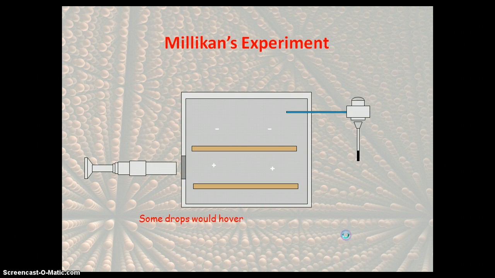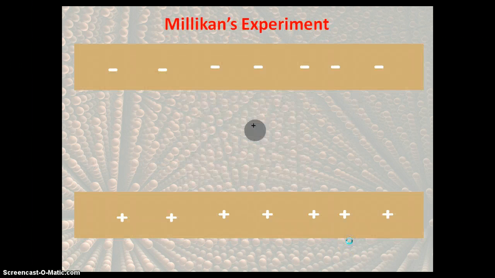And when they did that, they noticed that some of the oil droplets that were sprayed in here would hover, indicating that they had a charge. So here you see an oil droplet hovering because it's positively charged and it doesn't want to get too close to that positively charged plate.